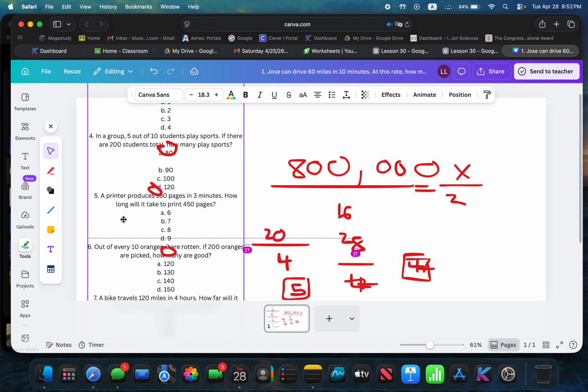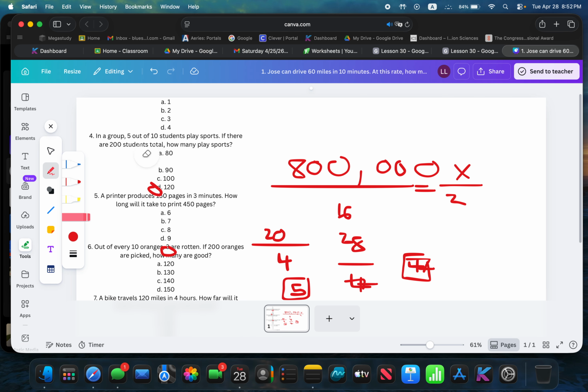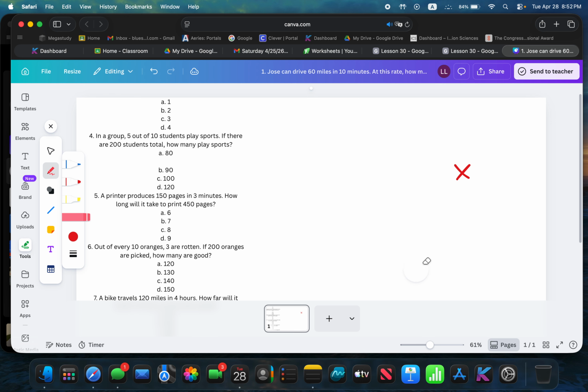In a group, 5 out of 10 students play sports. If there are 200 students total, how many play sports? So basically 5 out of 10 is half. Then out of 200 should be C, 100.